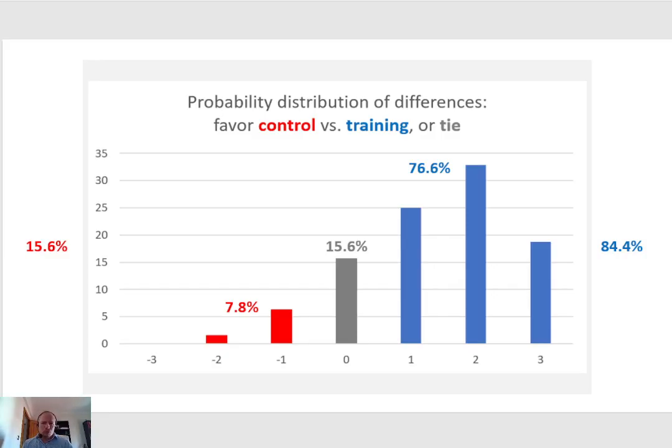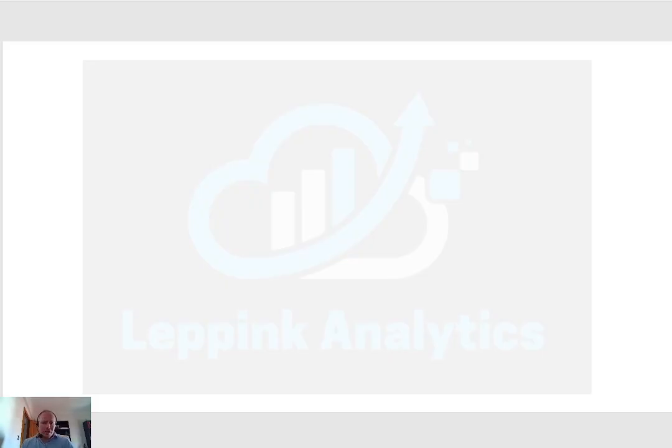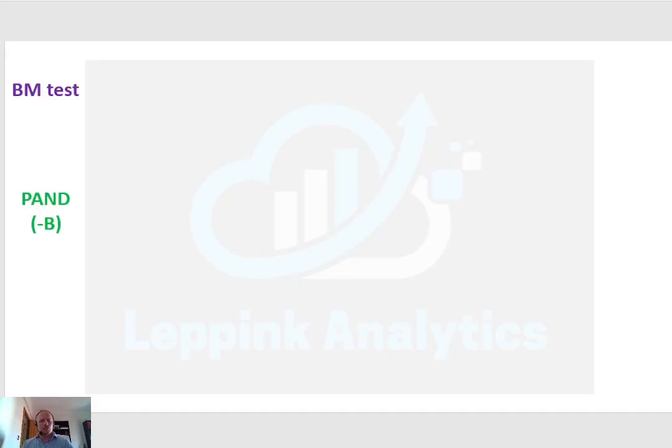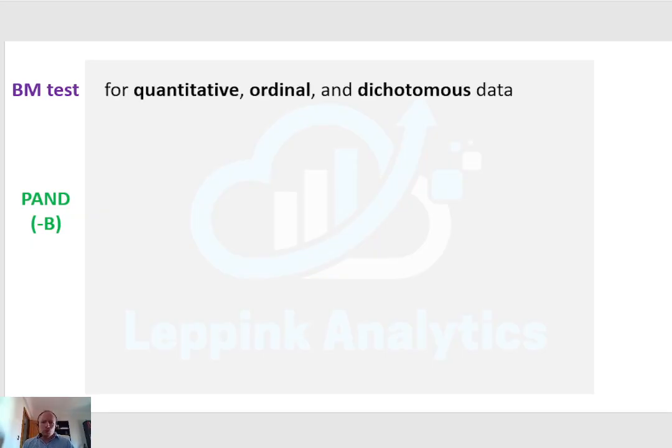So what does this all mean? Well, we have seen 2 solutions, Brunner-Munzel's, abbreviated BM test, and PAND, the percentage of all non-overlapping data, where the B between parentheses is the Bayesian variant that I normally use, which includes a prior distribution, as I briefly explained earlier, and you can find in the other video that I shot 9 months ago.